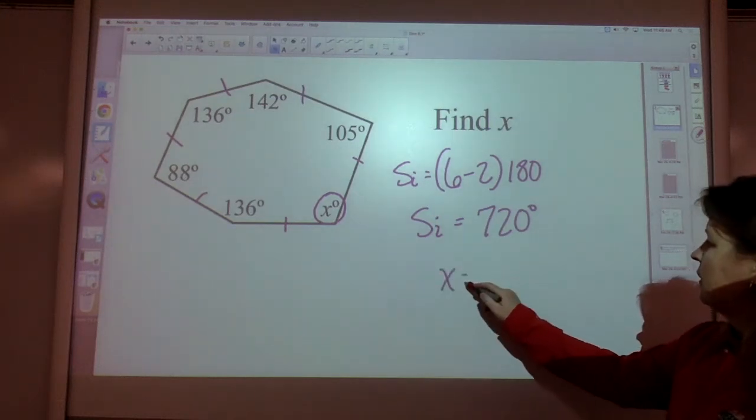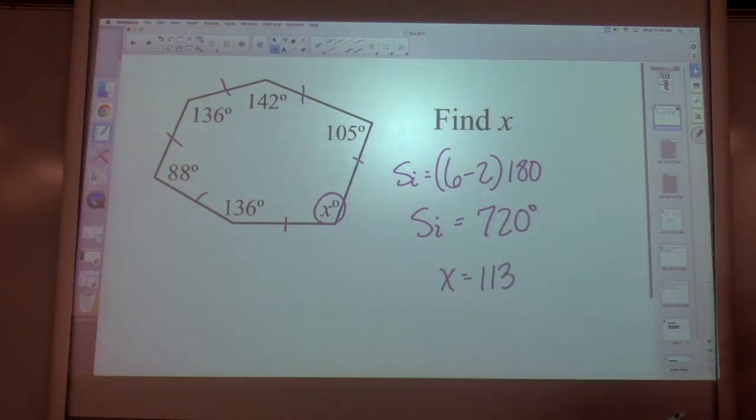I got that x equals 113. 113 degrees for x.